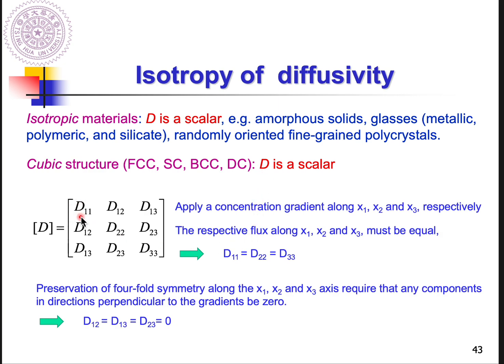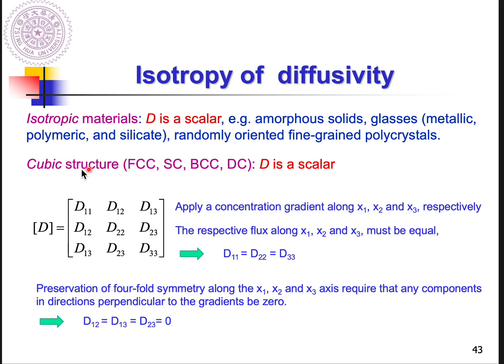And when you try to formulate this isotropic diffusivity into the diffusivity tensor, you will find that you don't have D12, D13, and D23, and only have D11, D22, and D33. That means the diffusivity along axis 1, diffusivity along axis 2, and diffusivity along axis 3.